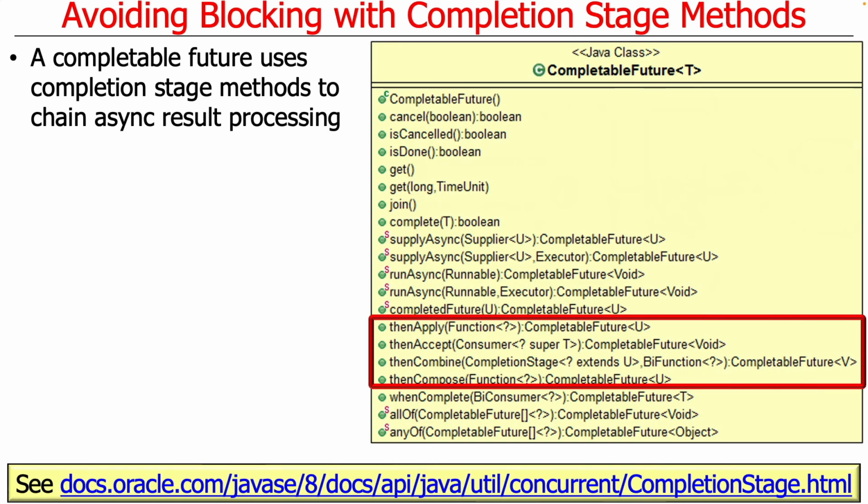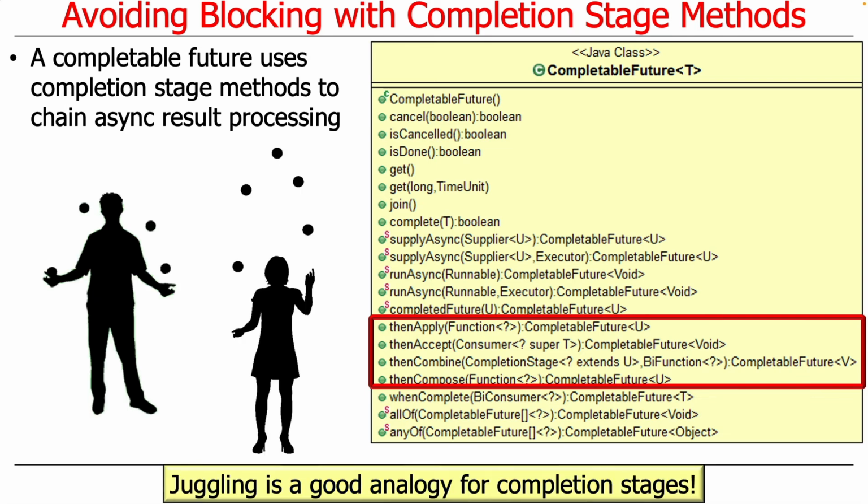So you can basically use completion stage methods to chain together async result processing. And I like to think of this with a juggling metaphor. Anybody here who's a juggler, the whole purpose of juggling is to try to keep as many balls in the air as you can and only hold them synchronously in your hands long enough to either throw them back up or switch hands and throw them back up. So the goal is to be able to have more things in the air than you have hands.